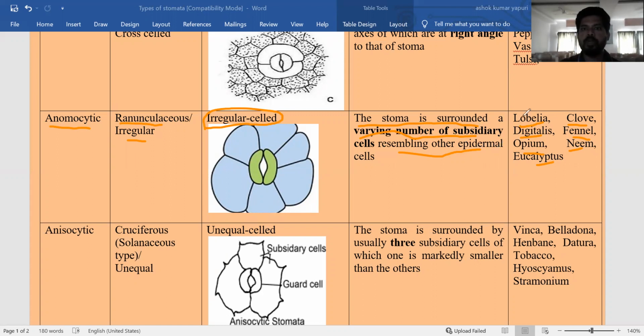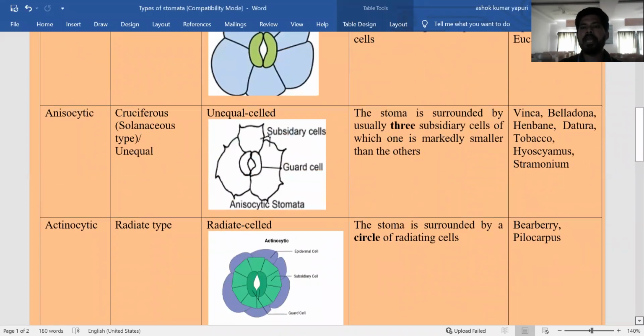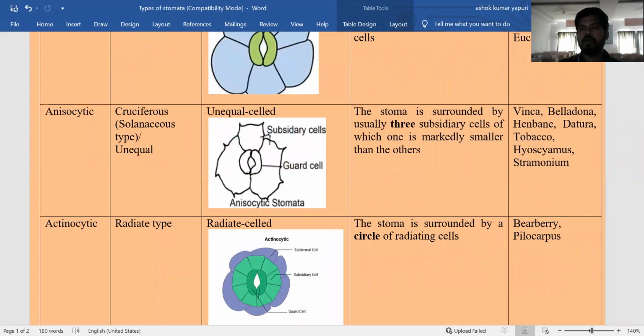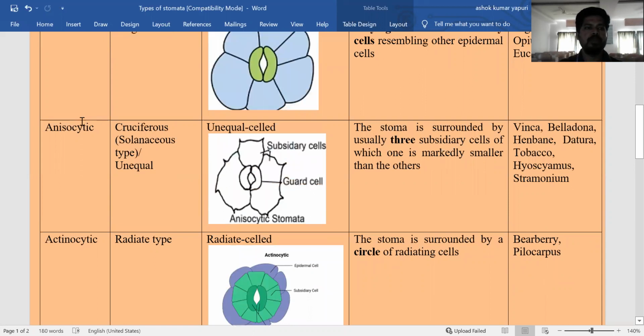Next we will move to the next type of stomata. The next type is anisocytic. The name itself indicates it: iso means same, but aniso means not same. So this anisocytic stomata is also called cruciferous.